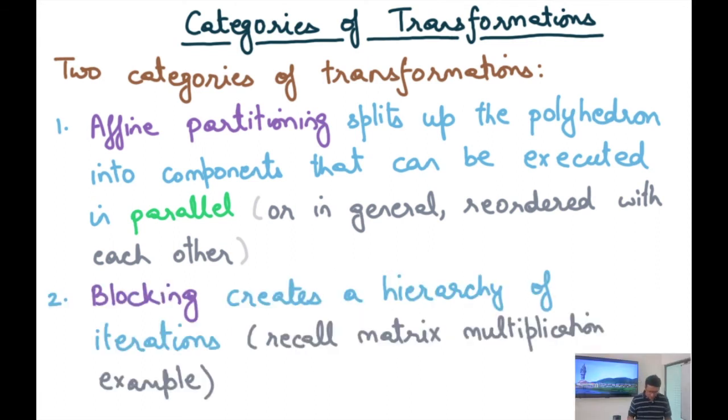The other category of transformation that we're going to study is blocking. And this is something that we've already been introduced to with the example of matrix multiplication. But matrix multiplication was a very special example, and we were just studying that in isolation. But in general, for any loop nest that has affine accesses, recall that matrix multiplication is an example of a loop nest that has only affine accesses, and so it is an affine loop nest and fits in our polyhedral framework.